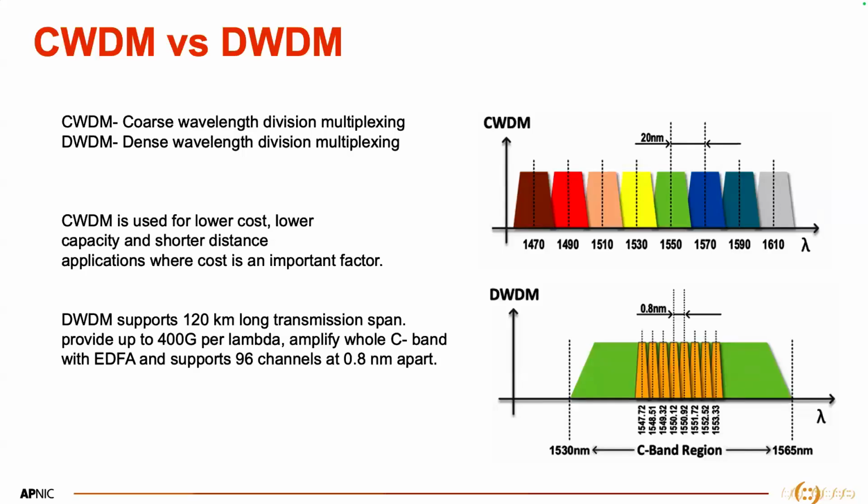When we take wavelengths in such a way that the distance between two consecutive wavelengths is 0.8 nanometer or less, we call it DWDM. DWDM is used for long range, higher efficiency, high capacity, and it is expensive. Okay, so this is the concept of WDM, CWDM, and DWDM.